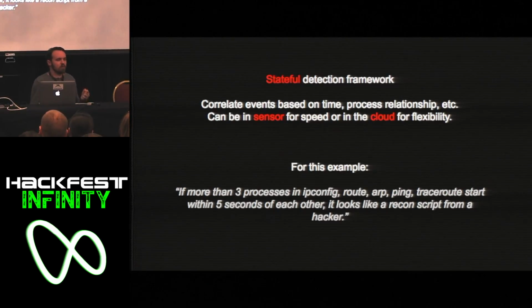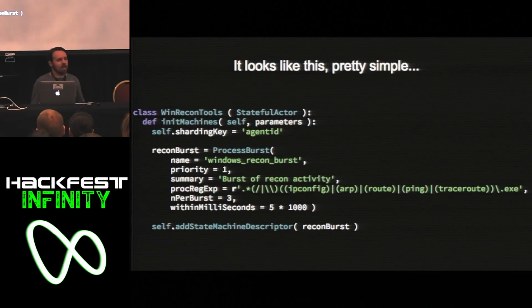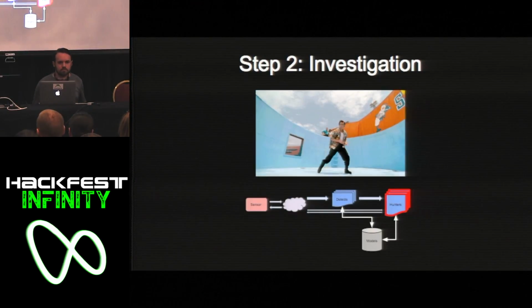So in this example, we're going to say, if I see more than 3 processes in the list, ipconfig, route, ping, trace route, start within 5 seconds of each other, this might be a recon script that somebody got in the system and just executed, because nobody does these commands in a row so fast. So that's my theory, that's my detection. That's what that would look like. I won't spend much time on it. The bottom line is it's really, really simple. Everything's been simplified so that it gets to the core of what you need when you build a detection.